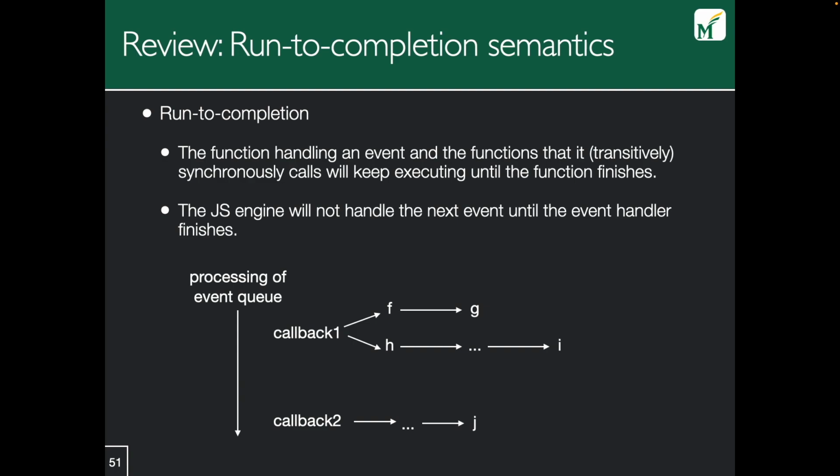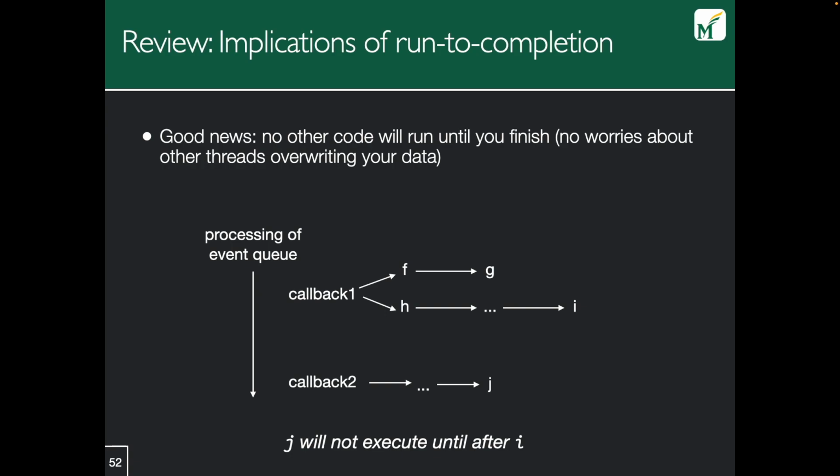We talked about the run to completion semantics. So remember, if we have a function that is handling some sort of asynchronous event, and that function is calling other functions, we're going to complete the execution of any functions that function is calling before we go to the next callback, or before we go to the next asynchronous part of code that is happening here. And this will become apparent over the next set of slides. But basically, in short, J is never going to execute until after I finishes in this example.